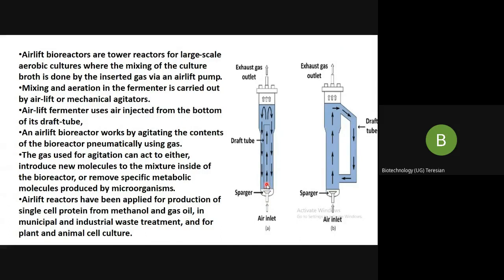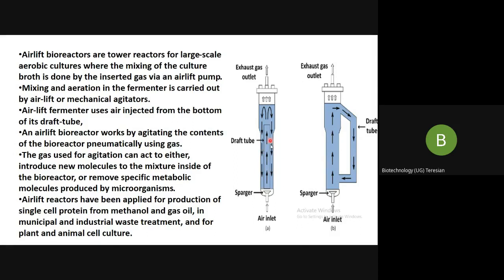As the gas passes, what happens? Circulation occurs. What circulation is occurring? The liquid circulation is occurring. Look at the arrows. The circulation occurs here, and then from the draft tube to the outer tube, and again it continues like this. That is the internal loop airlift bioreactor.